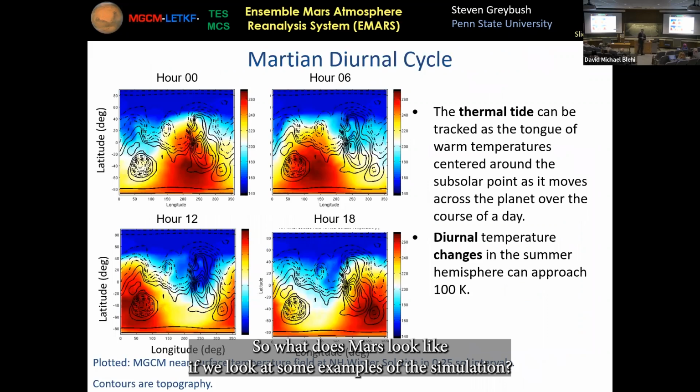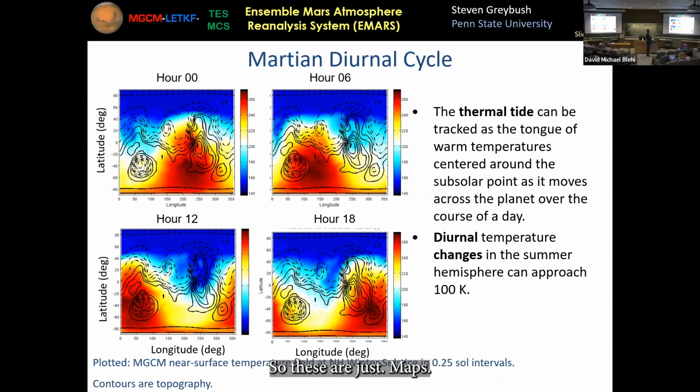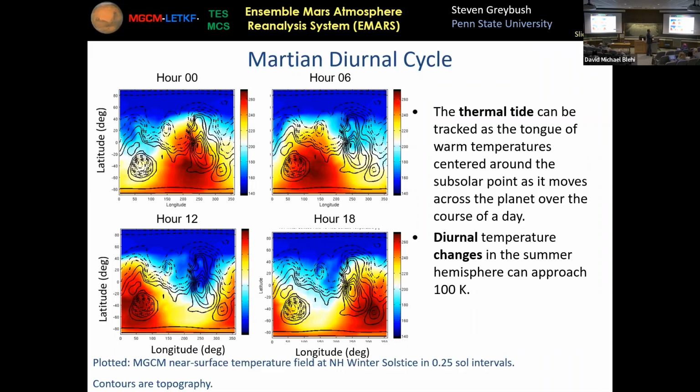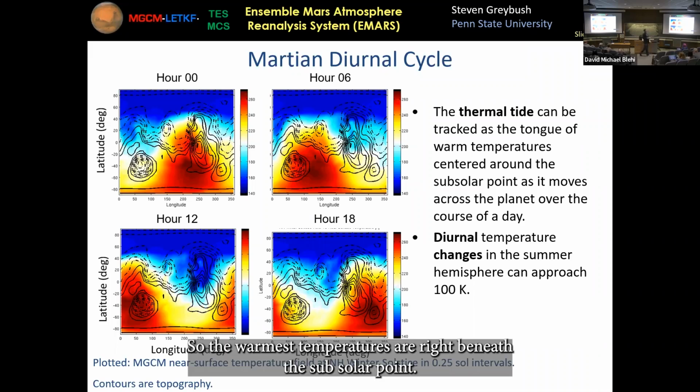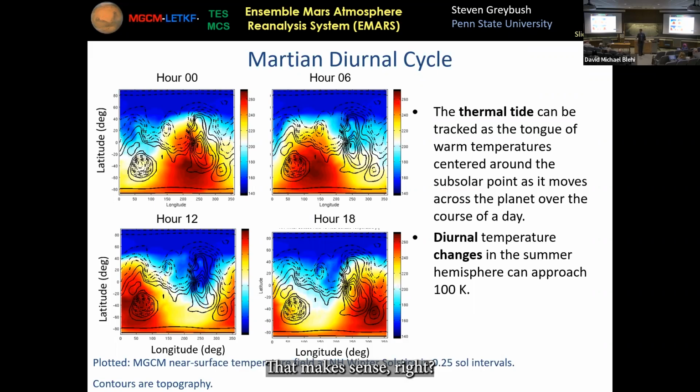So what does Mars look like if we look at some examples of the simulation? Here we can see latitude and longitude. These are just maps. The lines here are topography. This is the Hellas Basin. This is the Tharsis Plateau. And colors are temperature. The warmest temperatures are right beneath the subsolar point, with cooler temperatures in the polar night as well as the nighttime. And as the sun moves across the planet, so do the warmer temperatures follow. That makes sense, right?